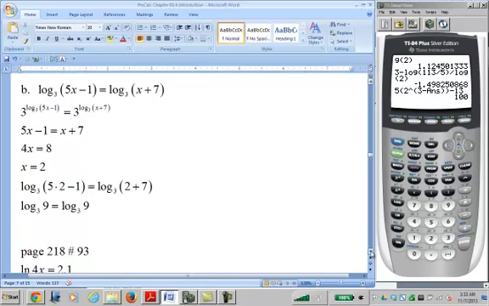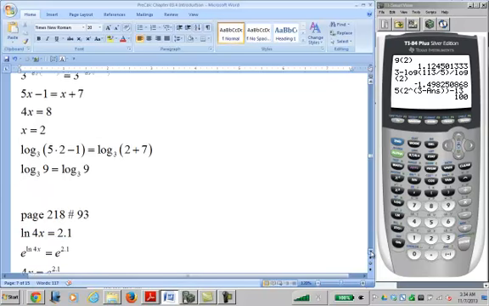Okay, B, a little bit more involved. Log base 3 of 5x minus 1 equals log base 3 of x plus 7. Exponentiate both sides. We'll make both sides an exponent of base 3. And we get 5x minus 1 equals x plus 7. 4x equals 8, x equals 2. And then we check it just by plugging it back into the original equation.